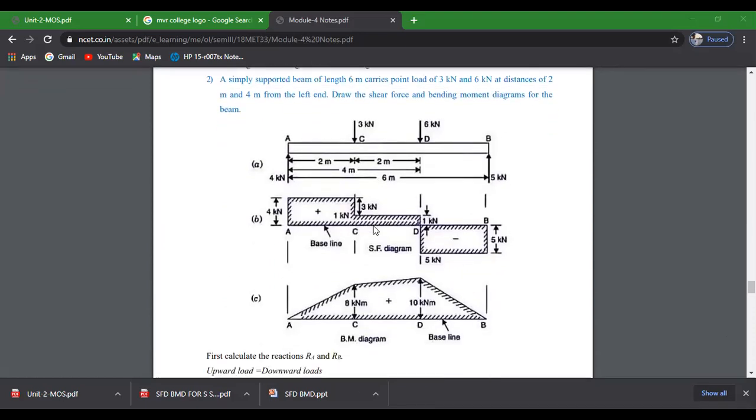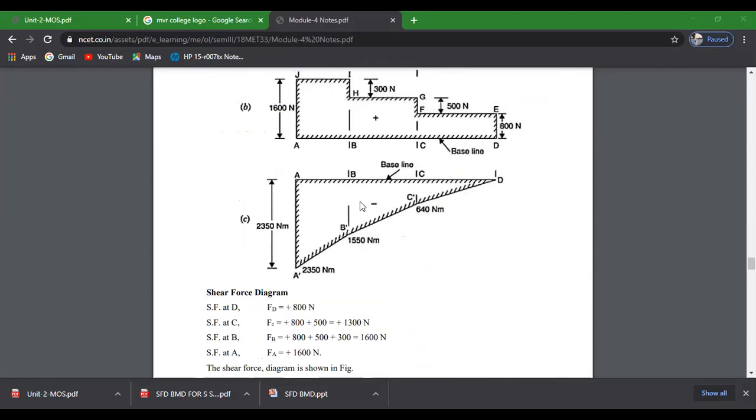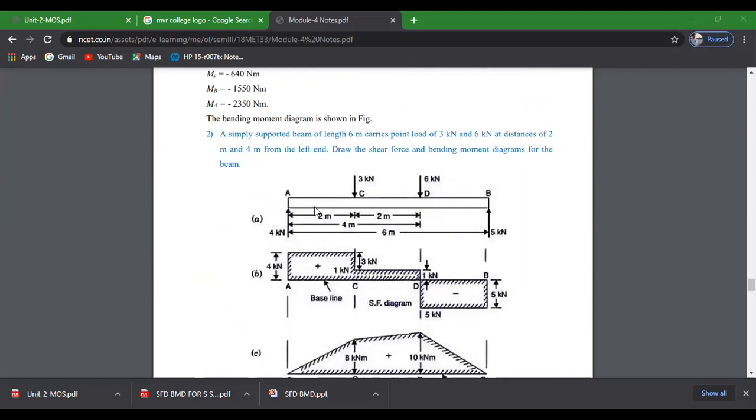The next one is problems regarding simply supported beams. This is the cantilever beam example that we have just discussed. Now we are going to discuss simply supported beams. We have two reactions here, which are RA and RB.